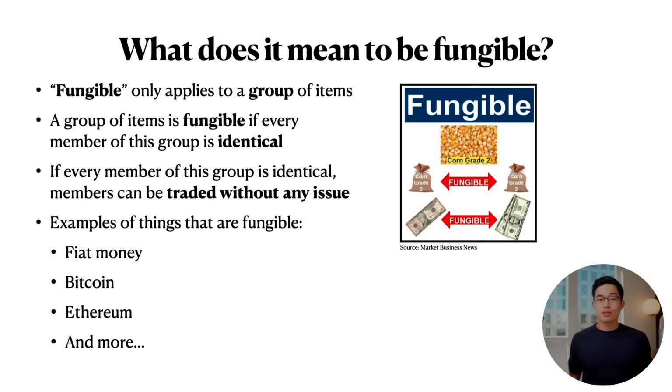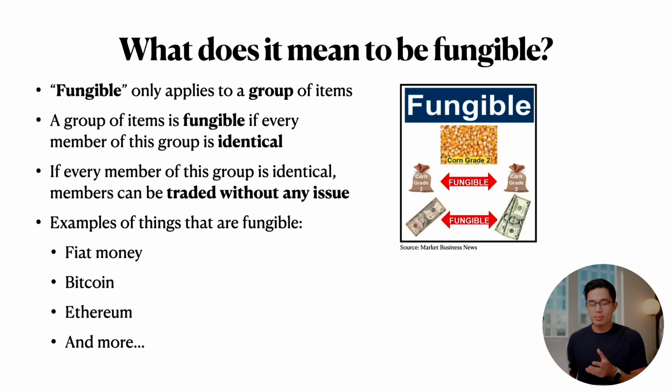Okay, so first things first, what does it mean to be non-fungible? The word fungible only applies to a group of items, so one single thing cannot be fungible. And basically a group of items is fungible if every member of this group is identical in some way. If every member of this group is identical, then members can be traded easily and without any issue.